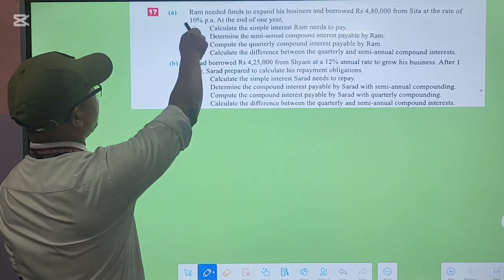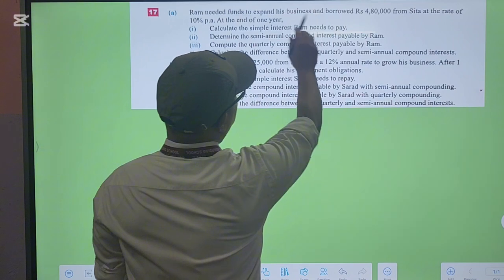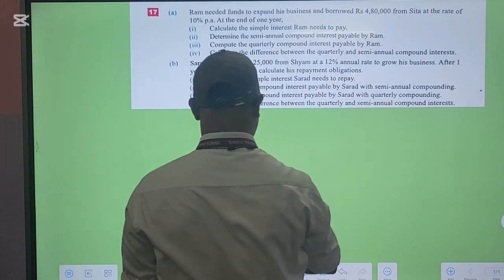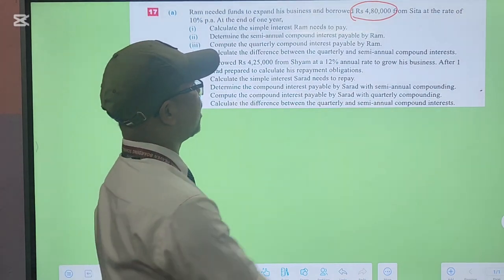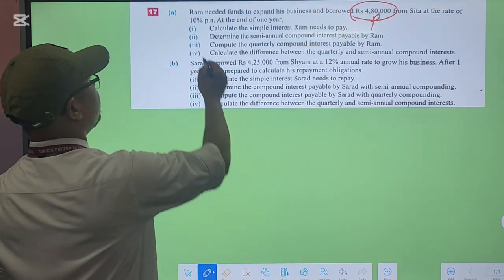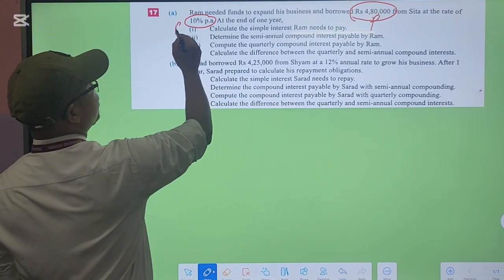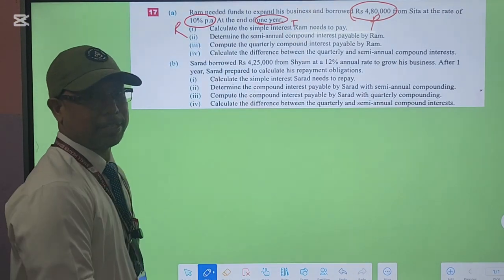Here, what is the question? Ram needed funds to expand his business and borrowed Rs 4,80,000 from Sita at the rate of 10% per annum. That is the principal, of course. That is the rate, and at the end of 1 year, that is the time. Understand? Everything is given here.